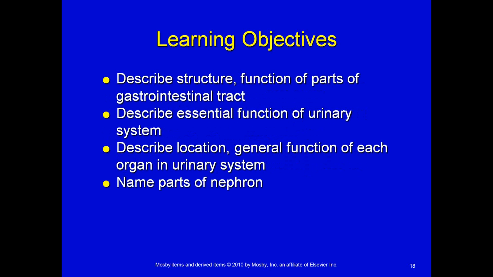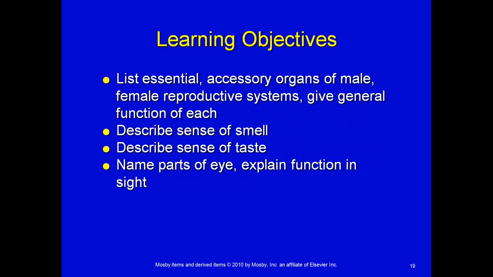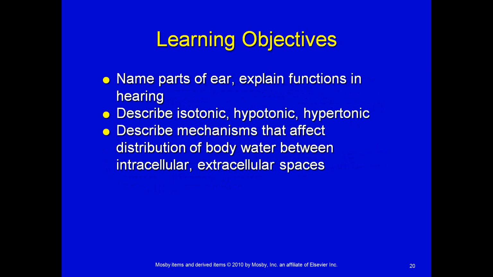We'll describe the location, general function of each organ in the urinary system, and name the parts of the nephron or the kidney. We'll list the essential accessory organs of the male and female reproductive systems, and we'll give some general functions of each. We'll describe the sense of smell, the sense of taste, parts of the eye, and explain the functions in sight. We'll name parts of the ear, explain the functions in hearing.